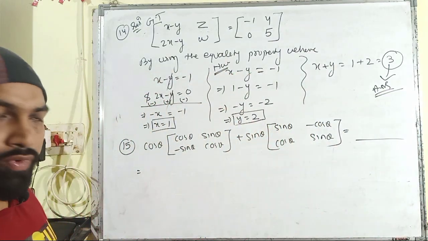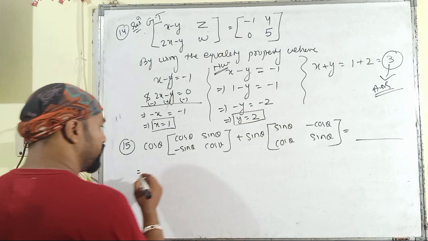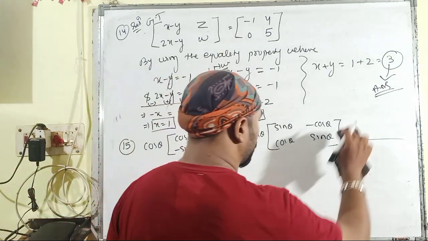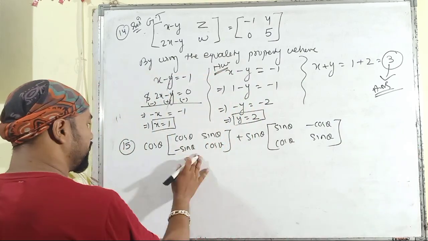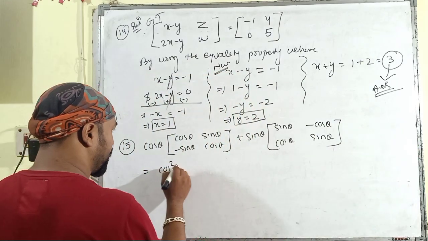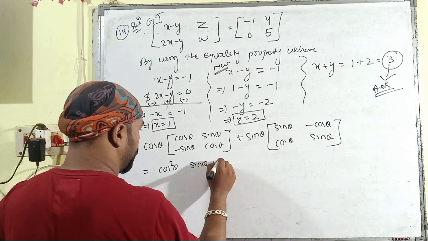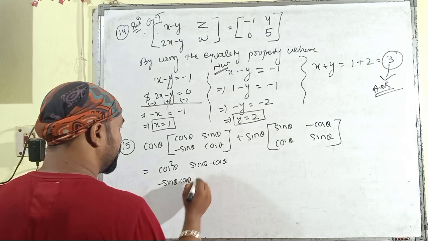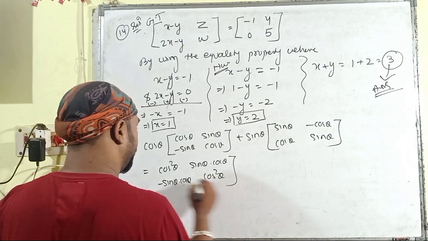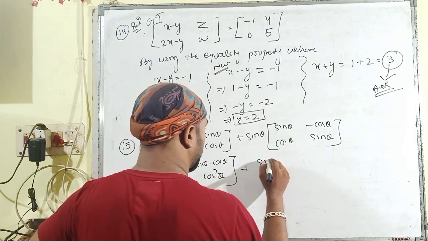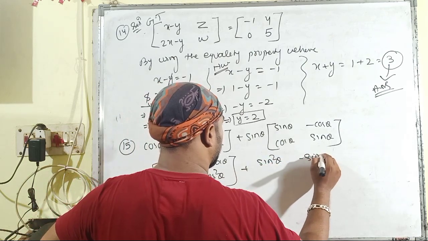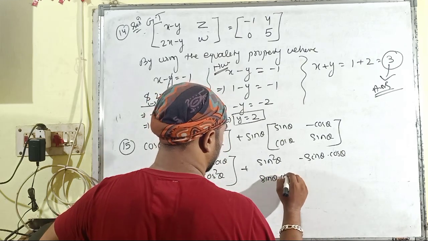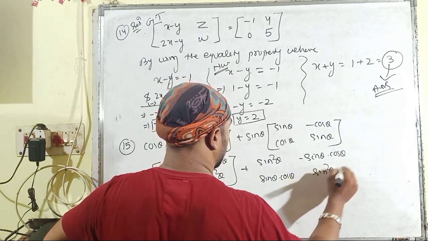Then moving towards the last problem of this current video session. You have to find out the value of the sum of these two matrices. First of all, we have to go through the multiplication of the elements here. Then it will be cos square theta, sin theta into cos theta, then minus sin theta into cos theta, then it is cos square theta. Here it is sin square theta, then minus sin theta into cos theta, then sin theta into cos theta, and this is sin square theta.